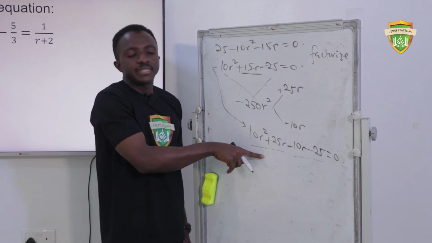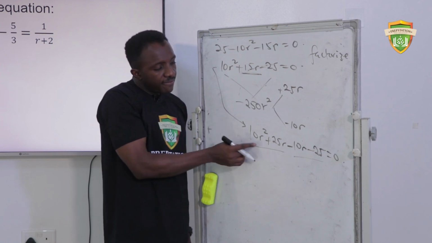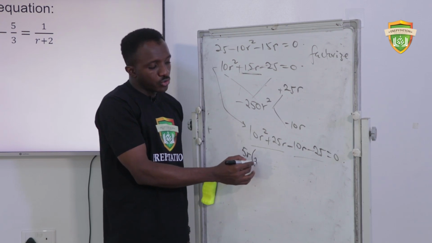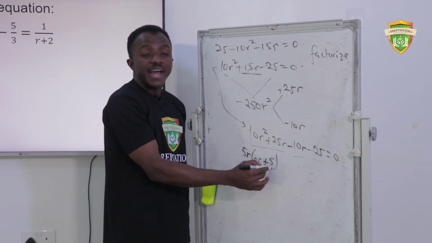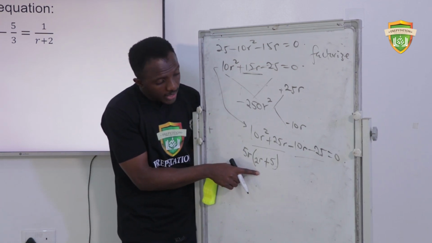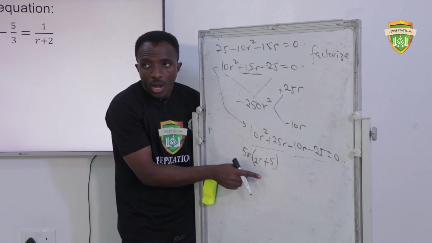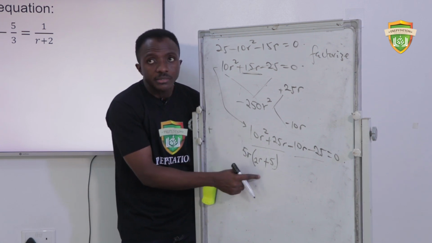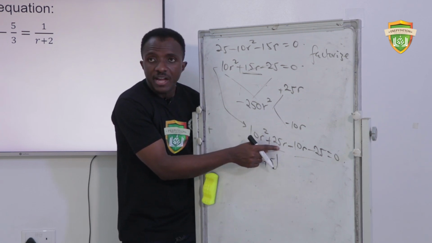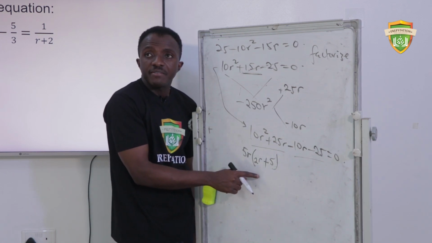If I factorize, what is common to these two? Of course, you can see there's an r. 5 is also common. So if I have 5r, I'll be left with 2r plus 5. Now, take note of this. Whatever we have here, we can always go back here when we multiply. 5r times 2r: 5 times 2 is 10, r times r is r squared. 5r times 5 is 25r. So this is what I have: 5r, and then we have 2r plus 5 in the bracket.